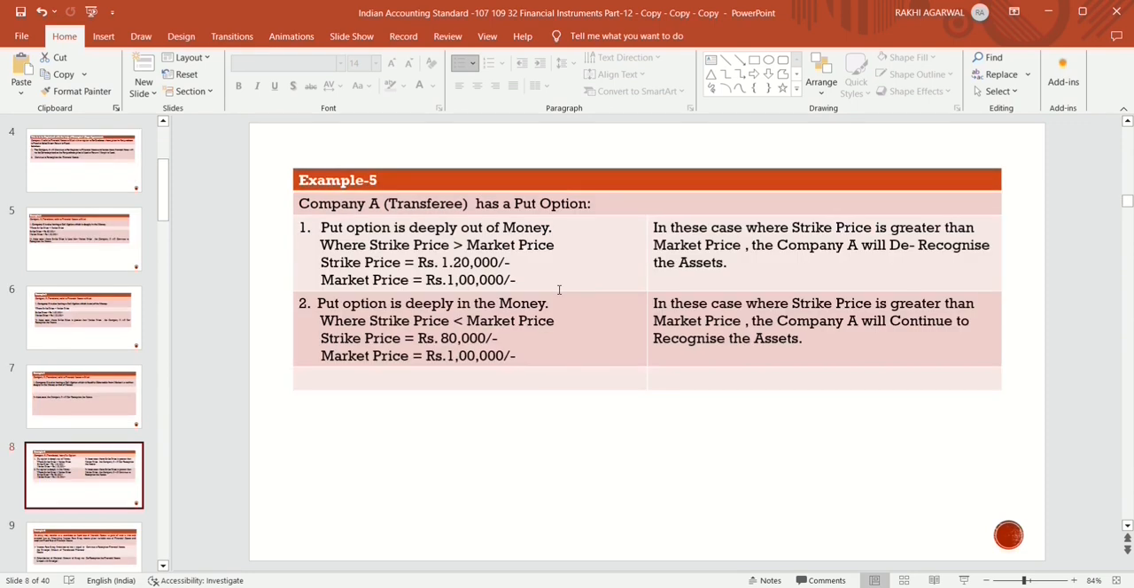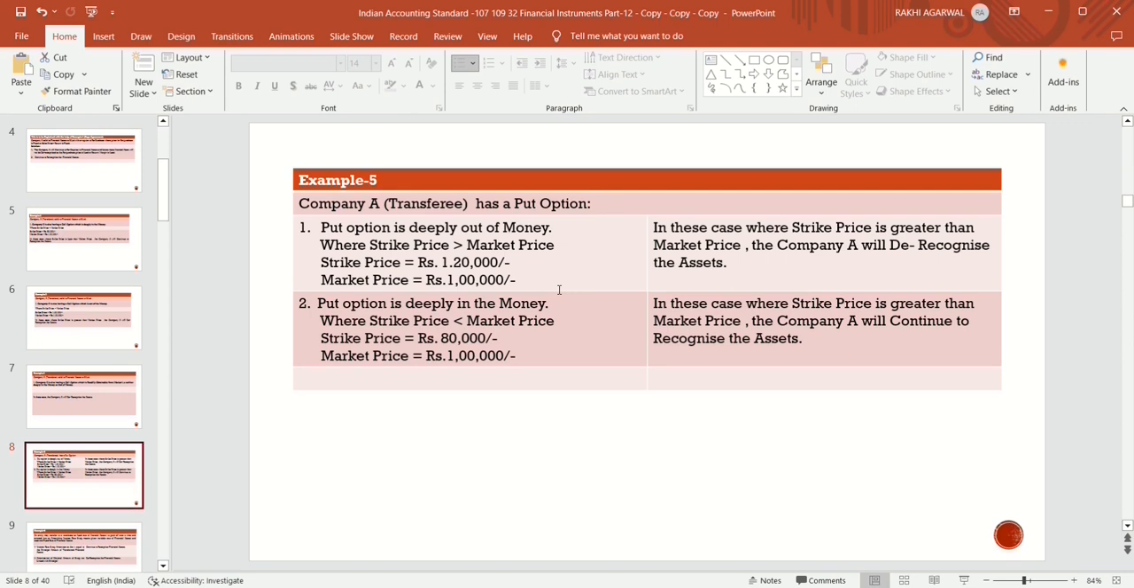Example 5: company A, that is the transferor, has a put option which is deeply out of the money, meaning the strike price is greater than market price. Here the strike price is 1,20,000 and market price is 1 lakh. As the strike price is greater than market price, company A will de-recognize the financial asset.